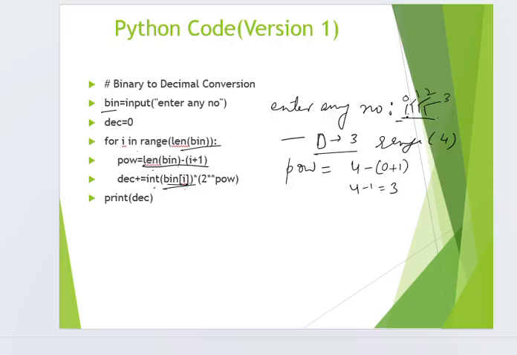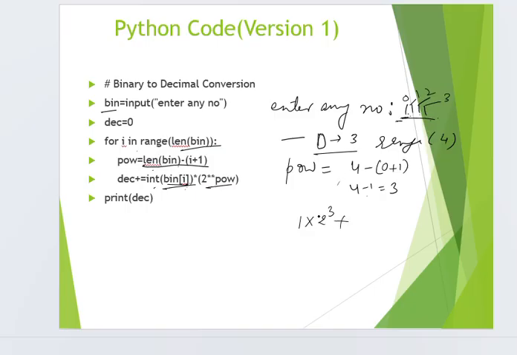So one will be abstracted here, that is string, and that will be converted into integer. So 1 into 2 to the power 3. This one will have 2 to the power 3. It starts with 2 to the power 0, then this will be 2 to the power 1, this is 2 to the power 2, and this will be 2 to the power 3. So the first term has come.